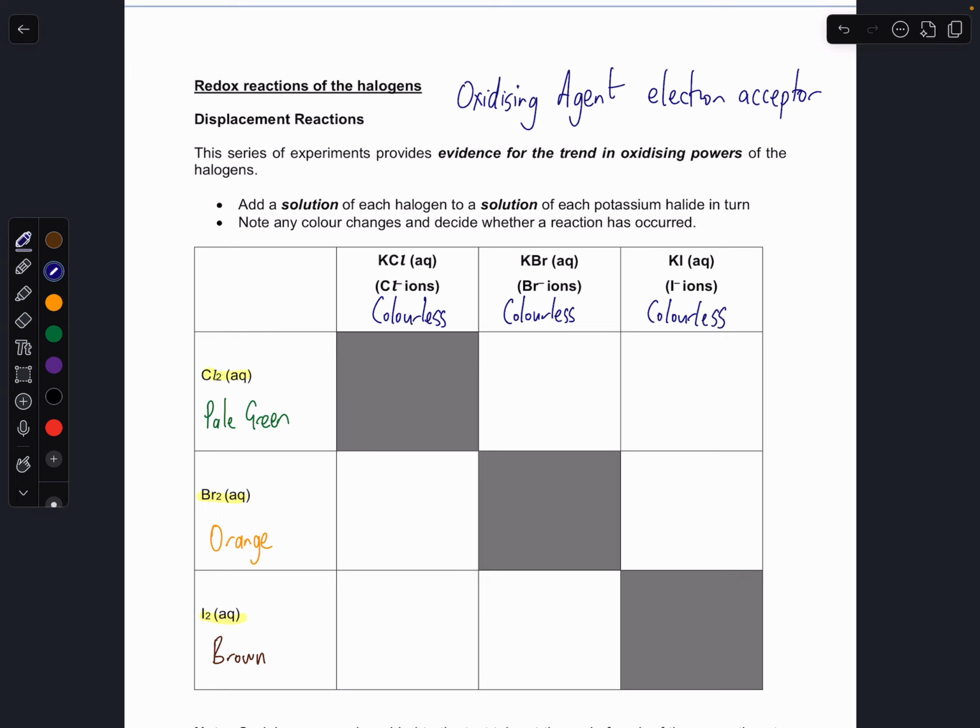So we've got a box grayed out for chlorine versus chloride because the chlorine isn't going to displace itself, but can chlorine displace bromide from its solution? And the answer is yes, because the observation is that the pale green solution turns orange. And it's turning orange because the bromide has been oxidized and bromine has been formed.